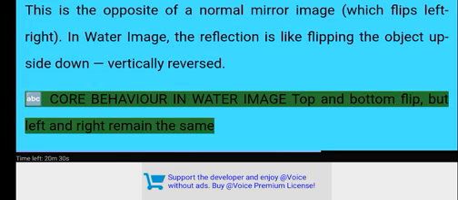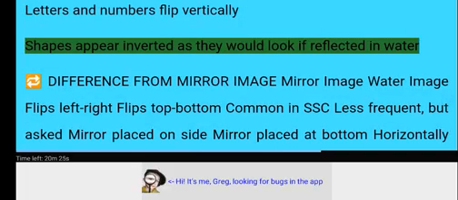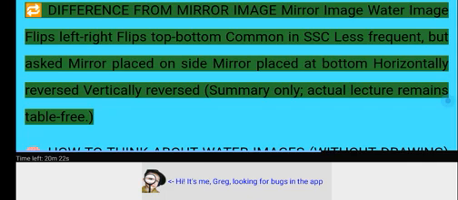Latin alphabet core behavior in water image: top and bottom flip, but left and right remain the same. Letters and numbers flip vertically. Shapes appear inverted as they would look if reflected in water. Difference from mirror image: water image flips top and bottom, while mirror image flips left and right. It is common in SSC, less frequent but asked. The mirror is placed at the bottom horizontally, so the object is vertically reversed. Summary only; the actual lecture remains table free.